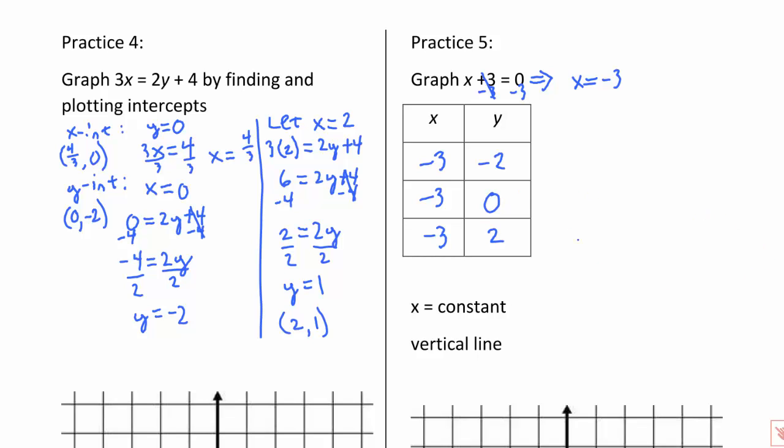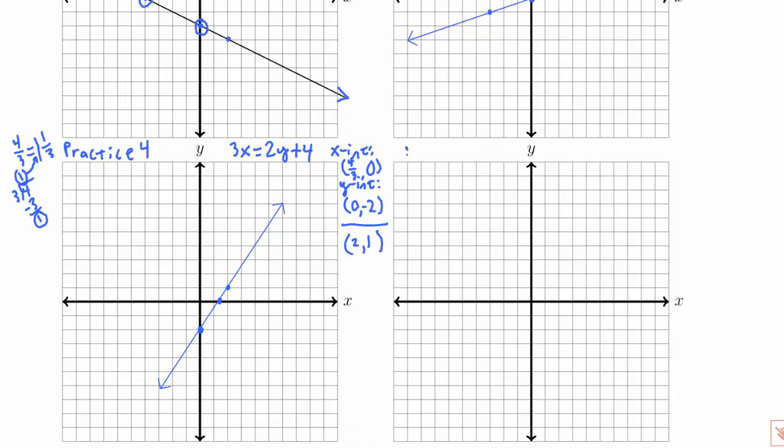Okay, so I'm going to graph this, and again I have to use this grid. So this is going to be practice 5. And the formula is x plus 3 equals 0. Now notice that this is one of those that can trick you by making you think that x should be equal to +3, and that's just not true. It's x equals -3.